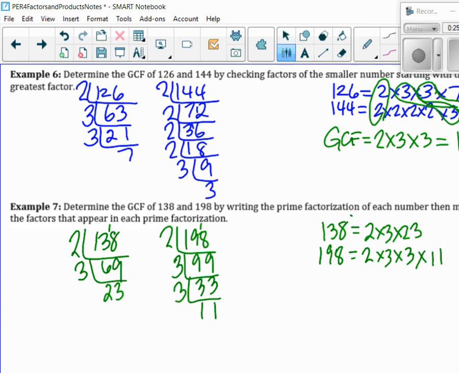Circle the common prime factors. I have a 2, I have a 3, and that's all I got. So what's my GCF? 2 times 3, which is 6. What do you think? Okay?